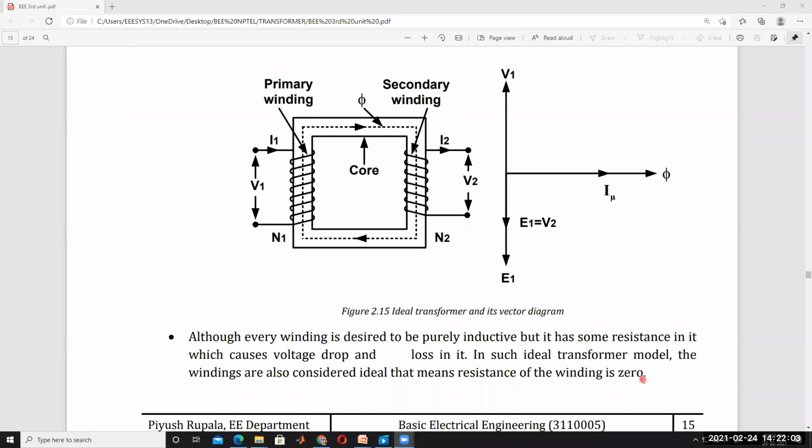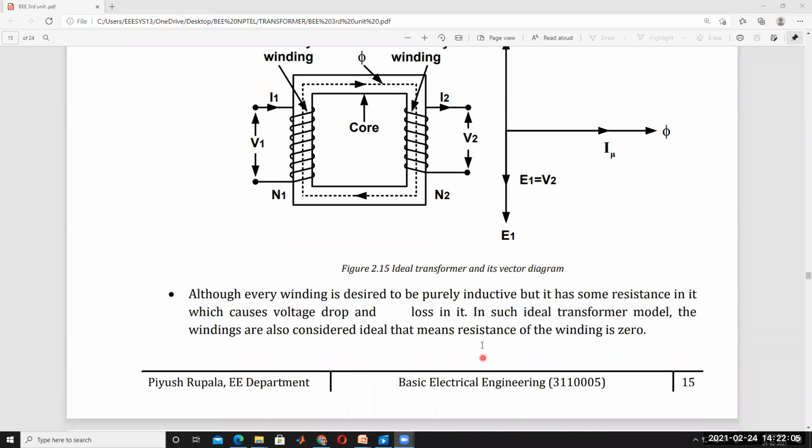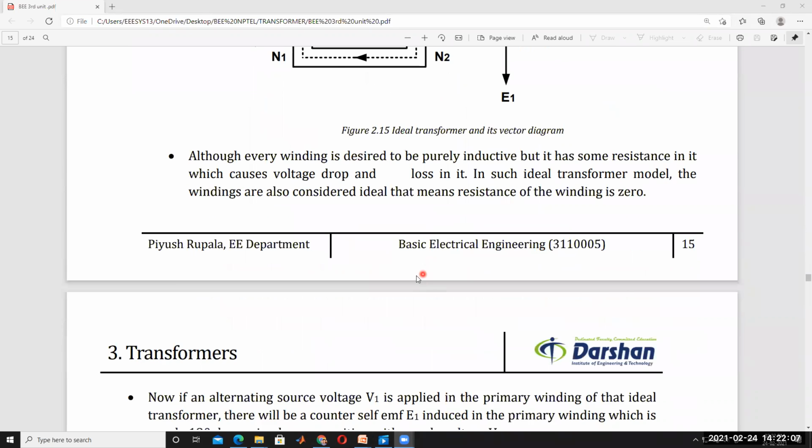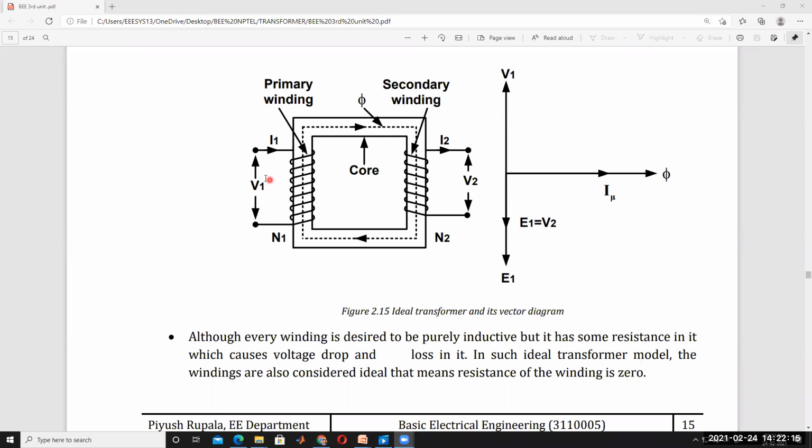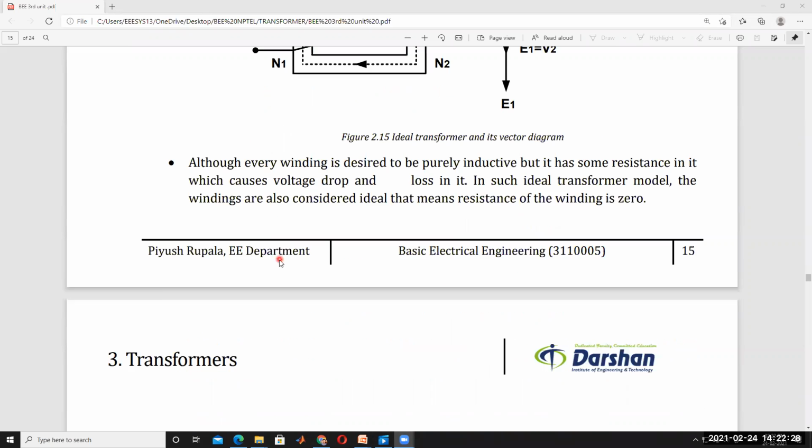So in that case, this is the vector diagram. Now, if an alternating source voltage V1 is applied to the primary winding of an ideal transformer, this is called the primary winding of the transformer, and this is the secondary winding. The alternating source voltage, a sinusoidal AC voltage supplied to the primary winding, is called V1.